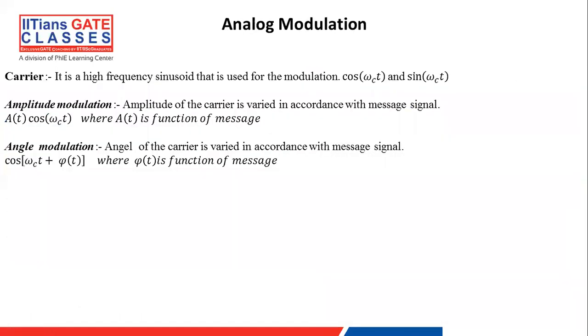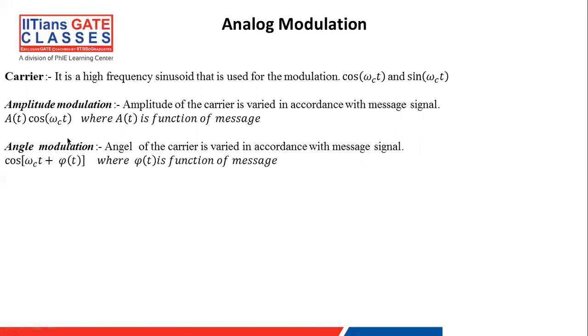Now let's come to analog modulation. Here, as I told, modulation is nothing but shifting in the frequency domain. Now to shift it, we use something called a carrier. So we use a signal called a carrier signal. The carrier signal here can be cos omega_c t or sin omega_c t. So we use this carrier signal, which will help us in the modulation.